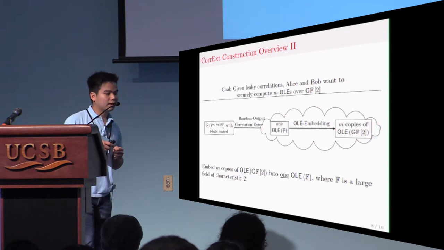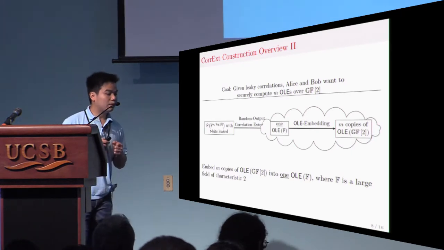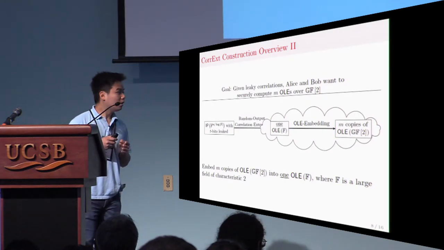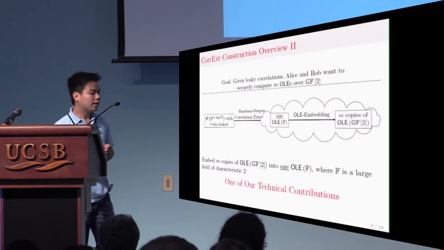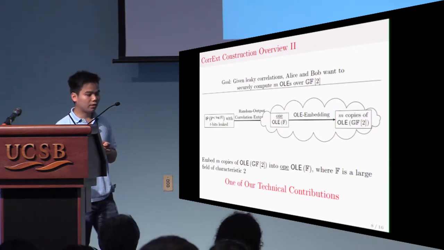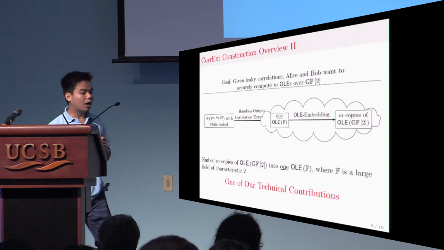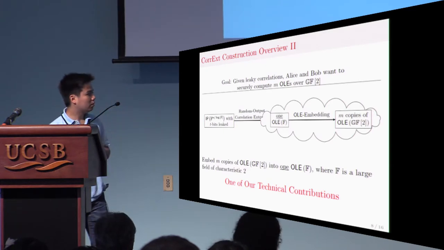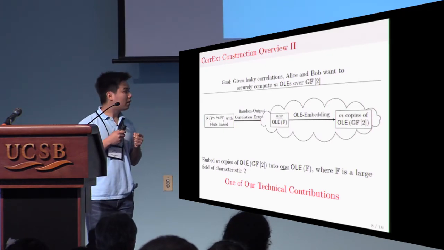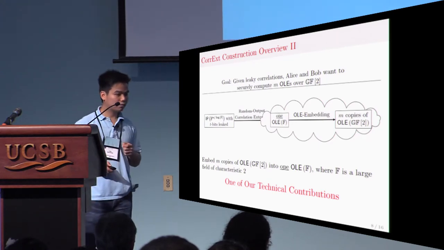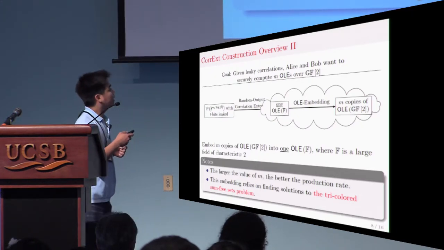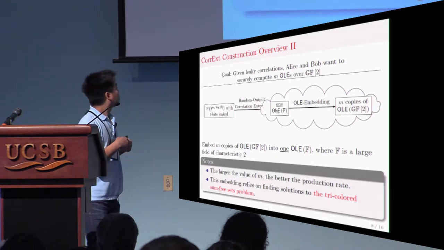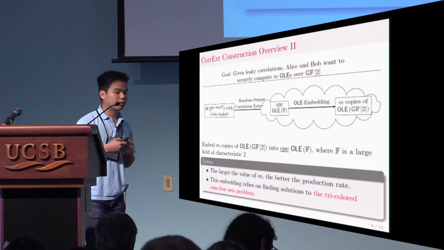In the second step, the main idea is that we embed M copies of OLE over Z F2 into one OLE over the field F, where F is a large field of characteristic two. And this is one of our main technical contributions. I want to emphasize that before this, we knew how to get multiple copies of OLE over Z F2 from multiple copies of OLE over a big field, but we didn't know how to do that from one OLE over a big field. The efficiency of the embedding depends on the value of M, and the larger the value of M, the better the rate.